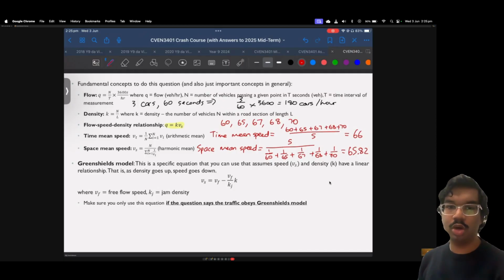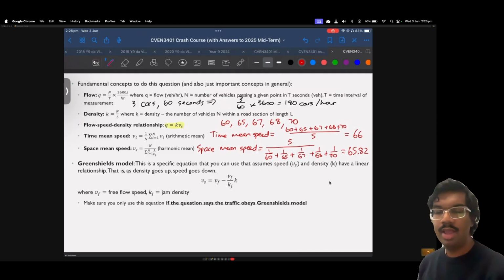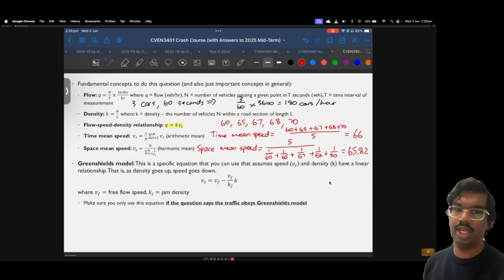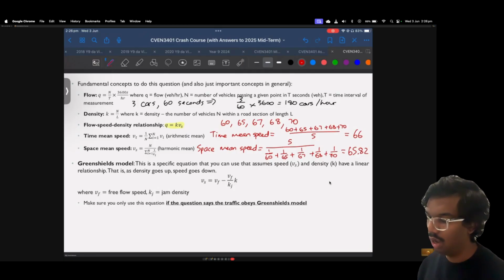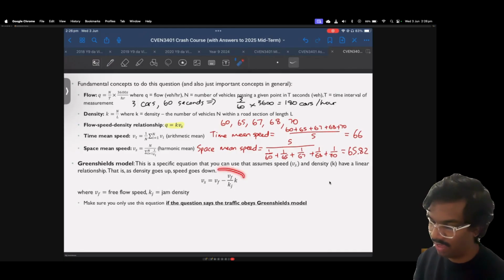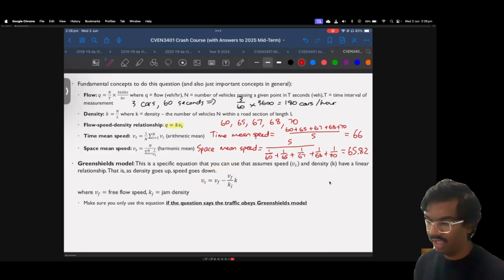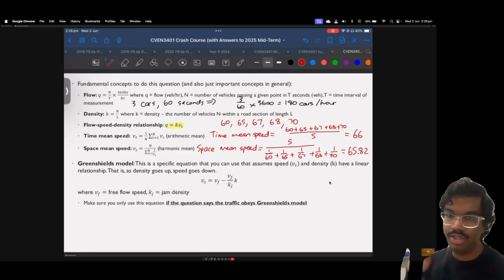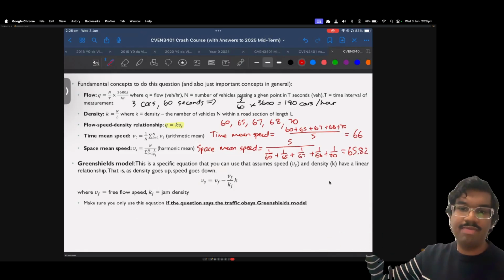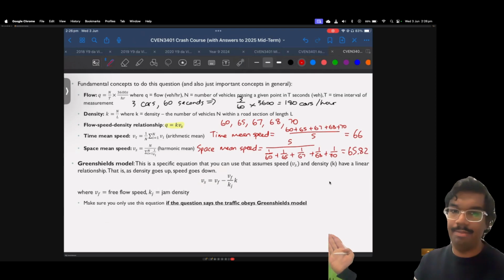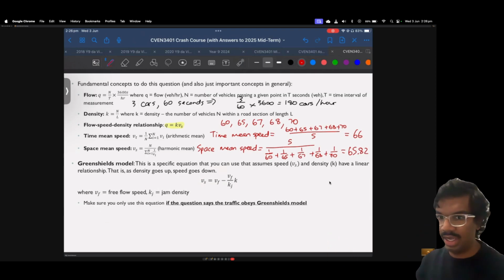So Greenshield's model. This is a specific equation that you can use that assumes speed and density have a linear relationship. So as density goes up, speed goes down. As you have more cars on a road, obviously the road's speed is going to go smaller. And this is the relationship that we are given. So basically the speed of the road, Vs, is equal to the free flow speed Vf minus Vf over Kj times K. All right, a lot of things to take in there.